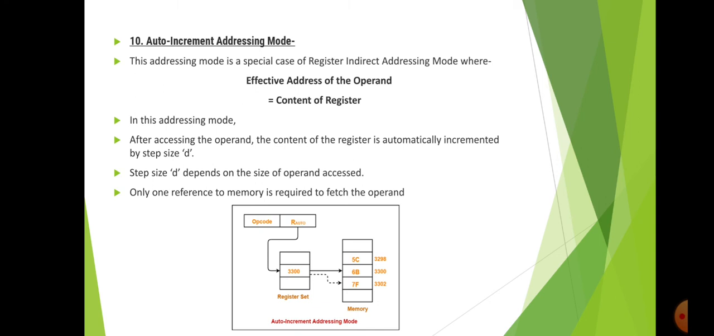Auto increment addressing mode. In this addressing mode, after accessing the operand, the content of the register is automatically incremented by step size d. The step size d depends on the size of the operand accessed. Only one reference to memory is required to fetch the operand.